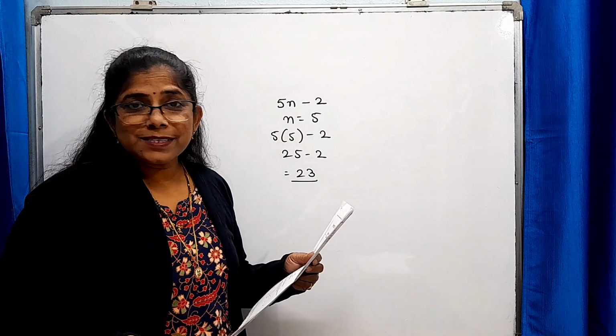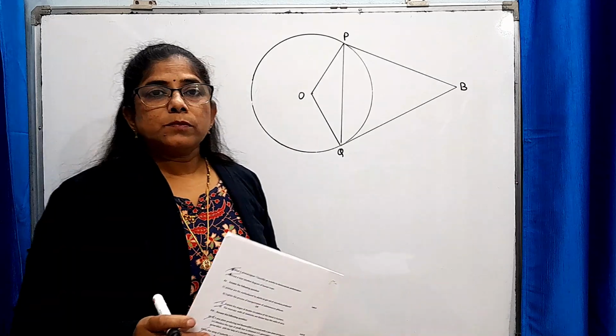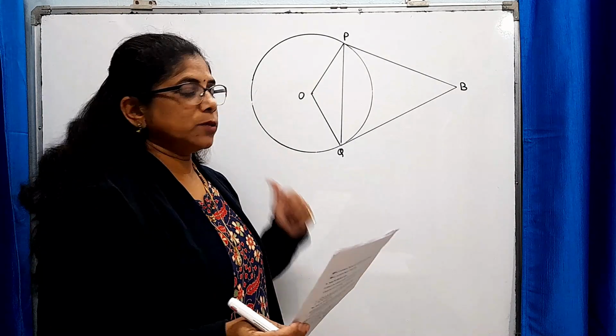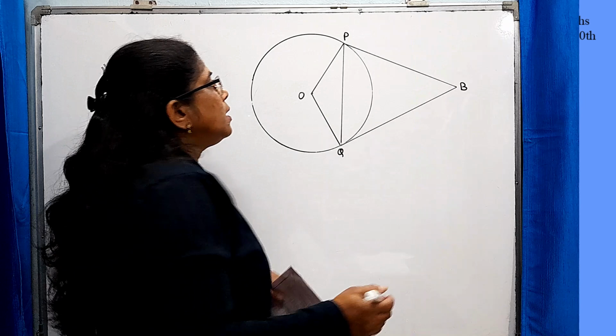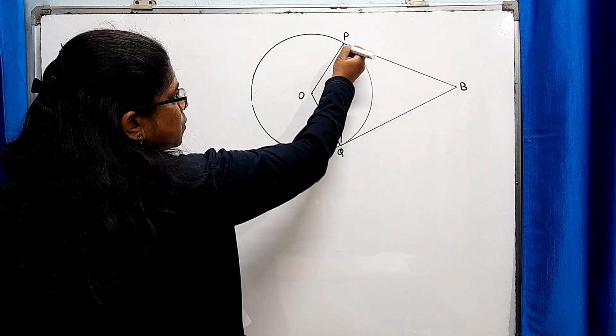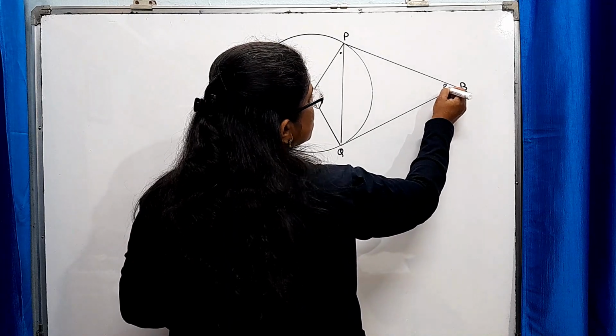Even this was very easy. Let's move to the next question. Now the next question is based on this figure. In the figure, BP and BQ are the tangents to this circle with center O. If angle OPQ is 20 degrees, then the measure of angle PBQ is. Here, this angle is 20 degrees and we have to find the measure of this angle.